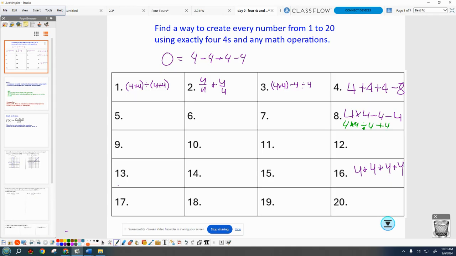Okay. Is there another one? You can put more than one up if you thought of one. 4 plus 4 divided by 4 plus 4 is 6. You got one? Is that number 4? Well, it's using an 8, so no.